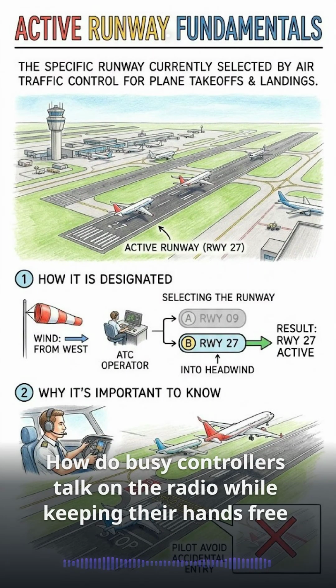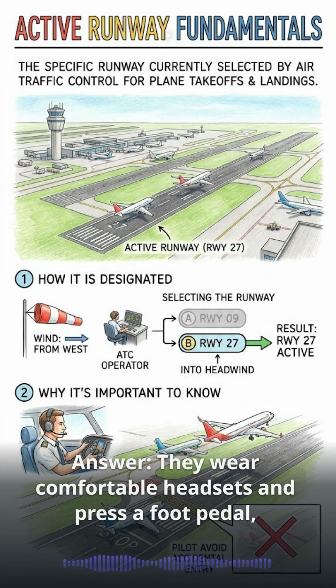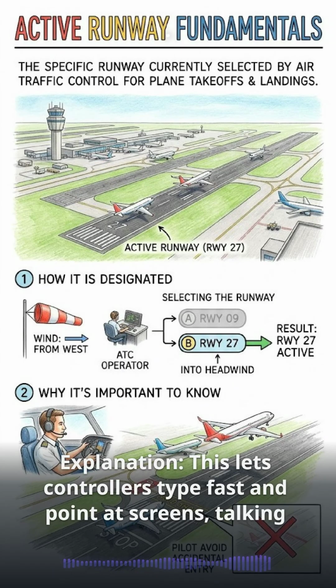51. How do busy controllers talk on the radio while keeping their hands free to type computer data? They wear comfortable headsets and press a foot pedal, working exactly like a floor-mounted walkie-talkie. This lets controllers type fast and point at screens, talking to pilots without dropping their work tools.